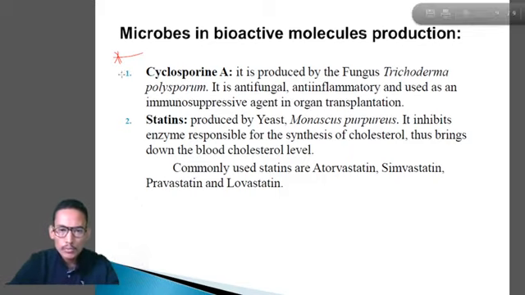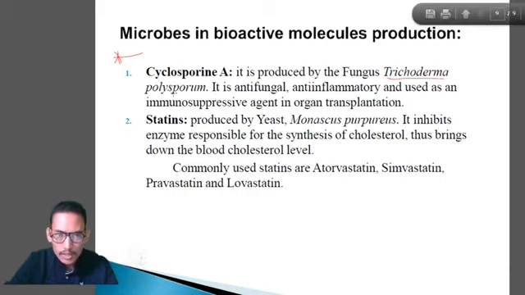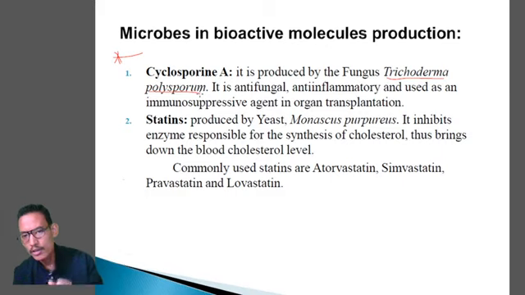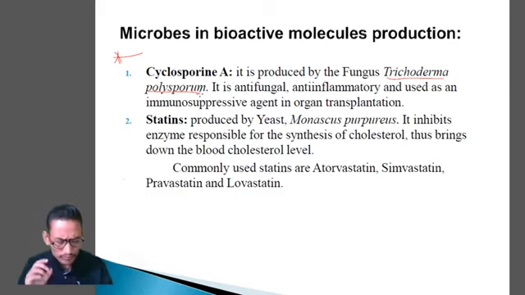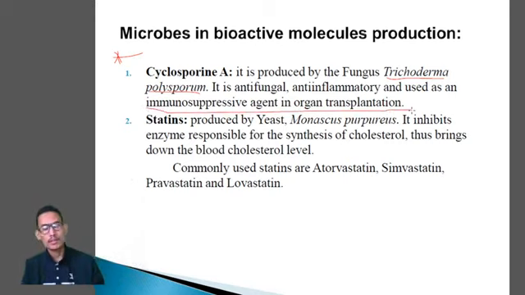Cyclosporin A is an important bioactive molecule. It is produced from the fungus Trichoderma polysporum. Remember the name of the microbe. Uses: it is antifungal, anti-inflammatory, and the most important role, it is used as an immunosuppressive agent in organ transplantation. What do you mean by immunosuppressive agent?